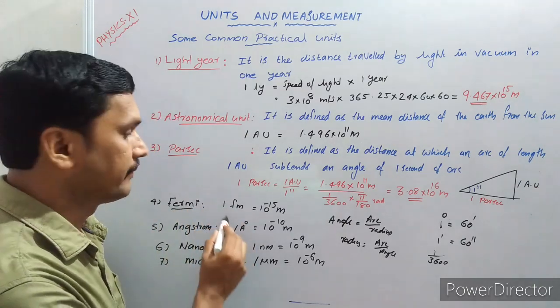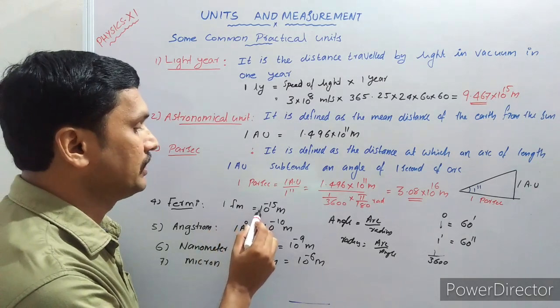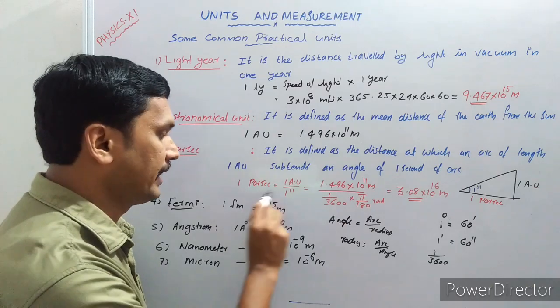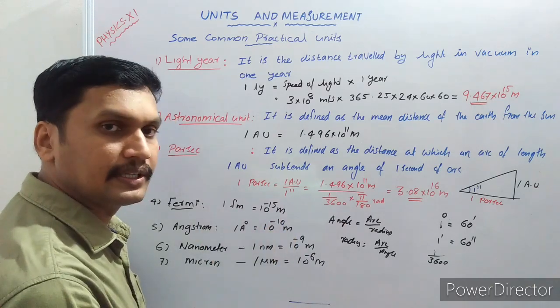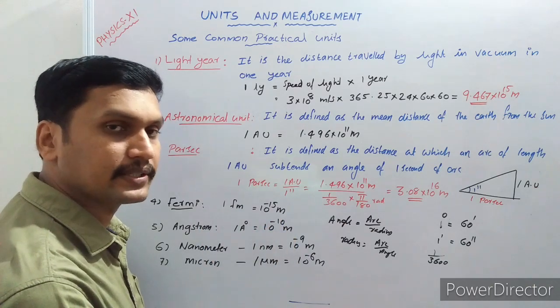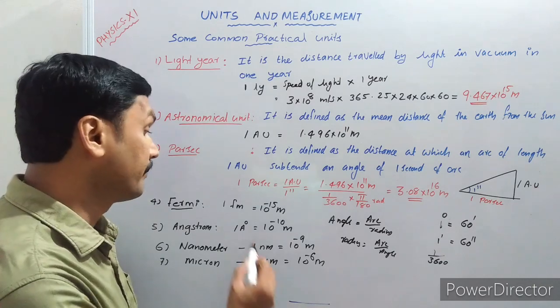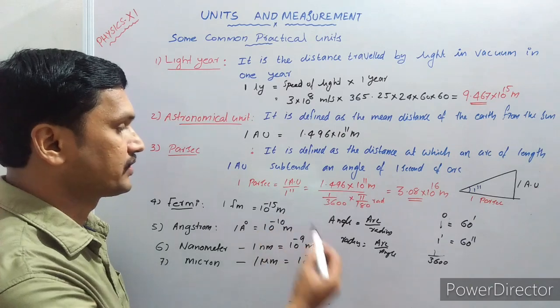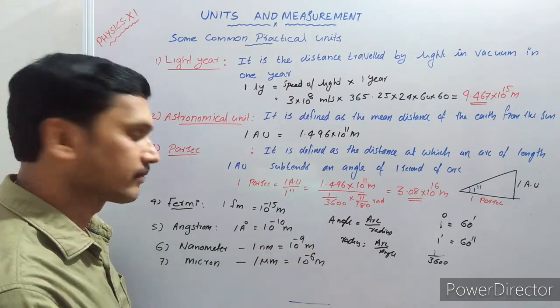Small letter Fm. 1 Fermi is equal to 10 raised to minus 15 meter. Usually the size of a nucleus and the size of subatomic particles are measured in Fermi.